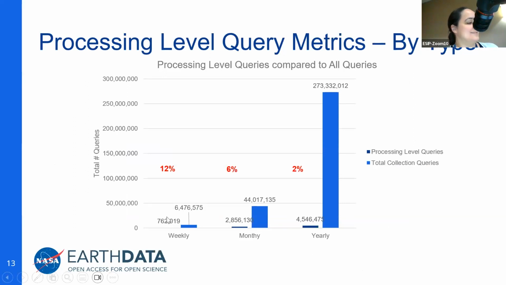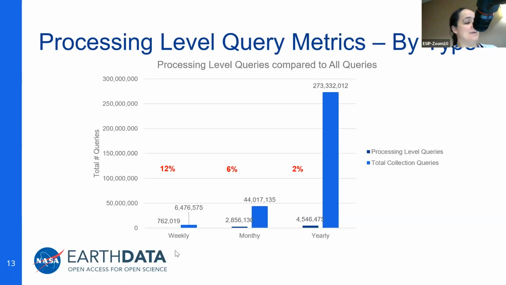And these little non-existent lumps off to the left here, those are the processing level queries for our weekly, monthly, and yearly total queries across CMR. Now, weekly, I think, was a little bit higher when we took these metrics because we were preparing for this presentation. Skewed the metrics just a little bit.